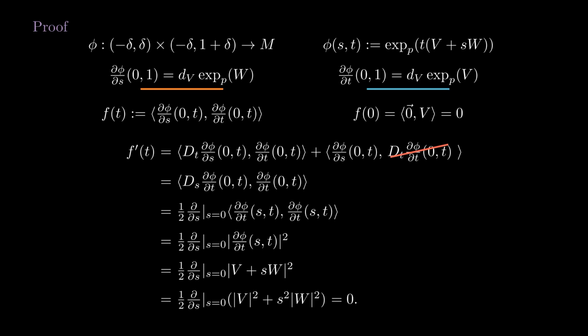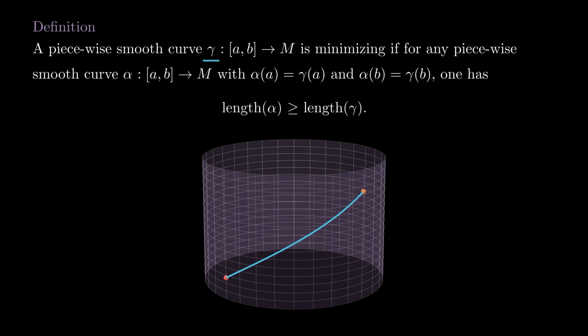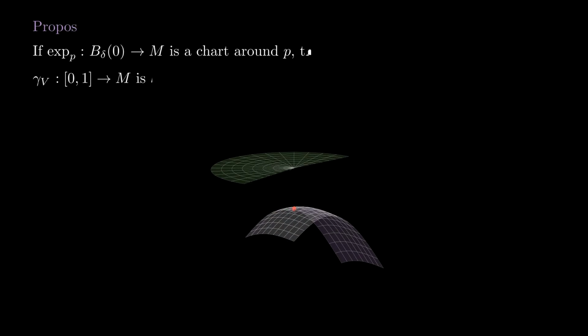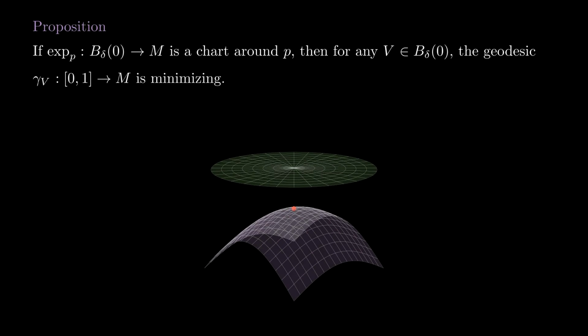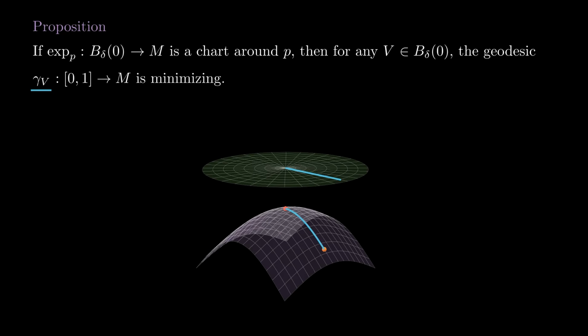Before we move further, we introduce an important definition. We say that a piecewise smooth curve is minimizing if no other curve with the same endpoints is strictly shorter. We will use the Gauss lemma to show that short geodesics are minimizing. More specifically, we will show that if the exponential map at P is a chart in a ball of radius delta around the origin, then for any vector v within this ball, the curve gamma v from 0 to 1 is a minimizing curve from P to exp of v.